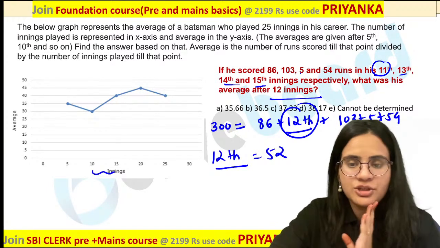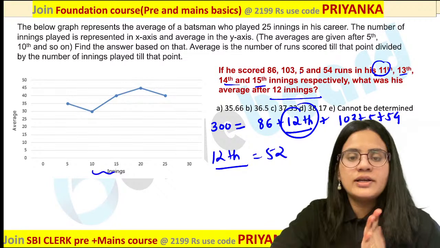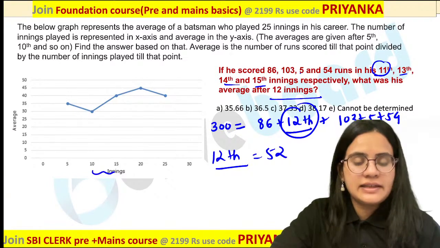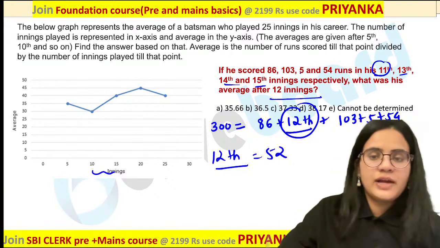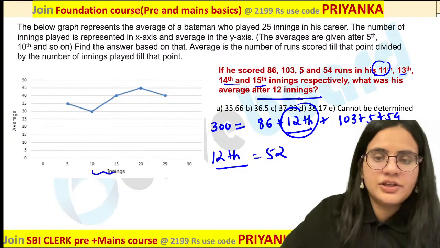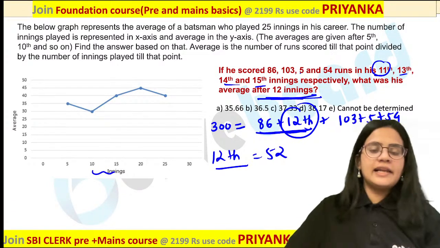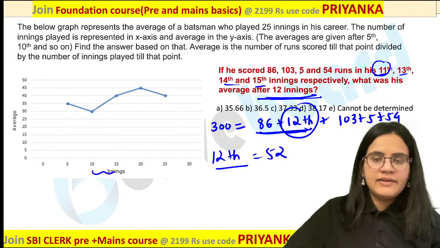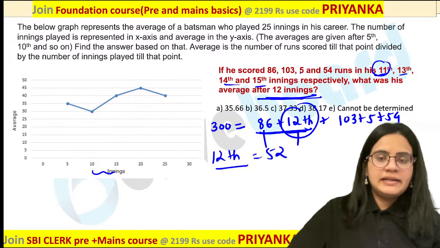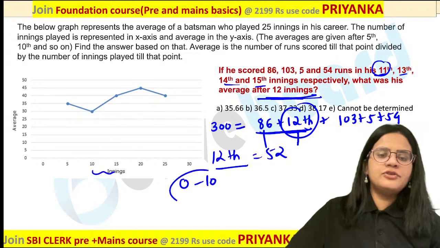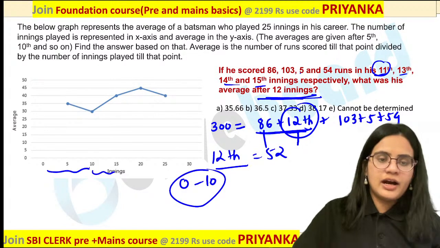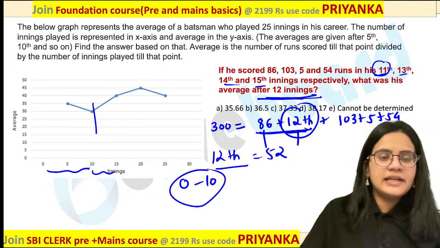Now what is your question over here? They are asking you what is the average after 12th inning. What is your question? You have to calculate what is the average after 12th inning. So you have to add the score till 12th and then calculate the average. Now this is 11th and 12th over here. But till 0 to 10, I have to pick up the data from here. Are you getting it? I have to pick up the data from here.